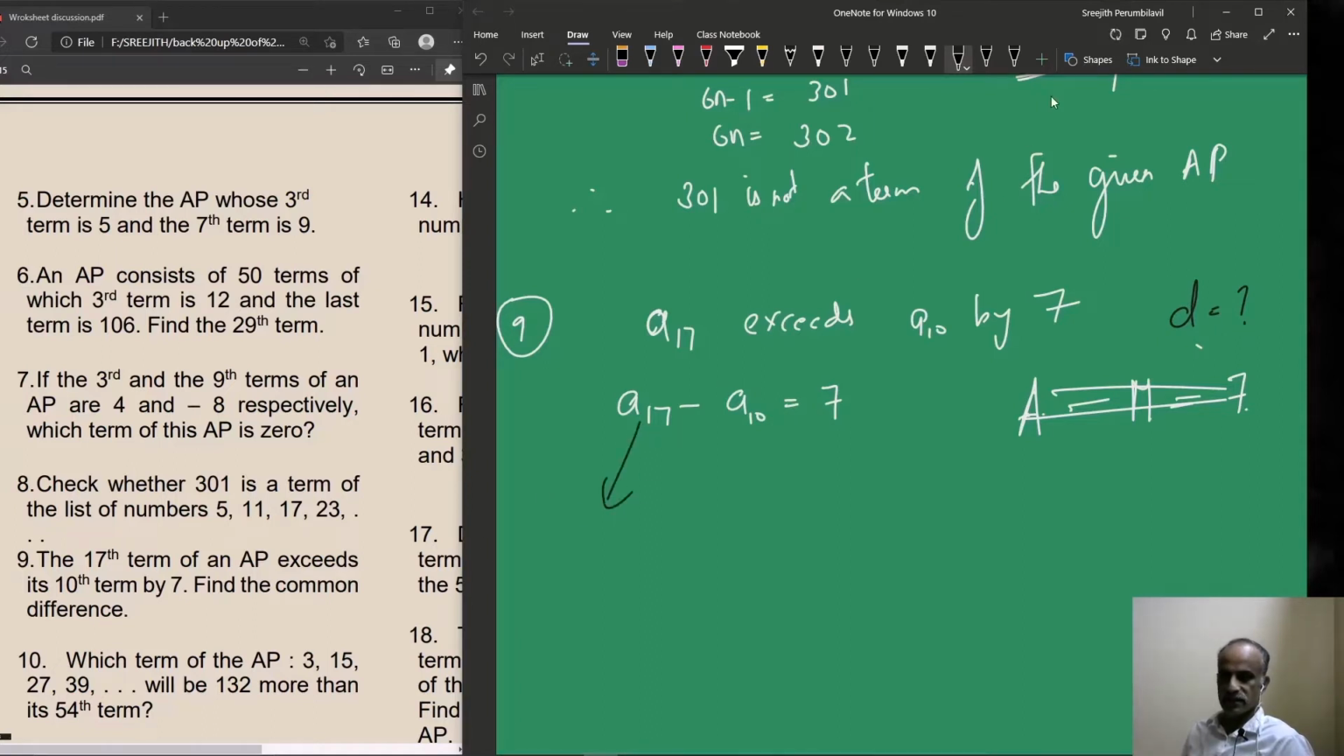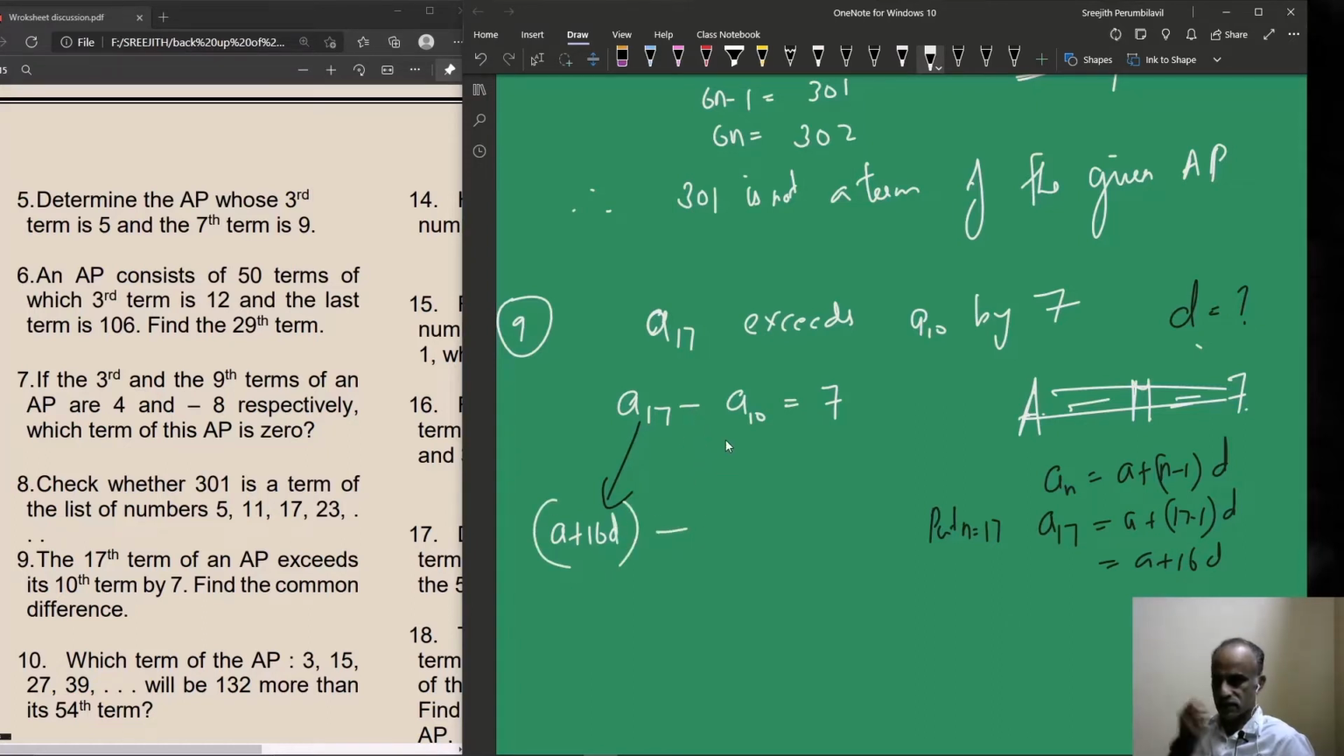So what is A17? We know that An is equal to A plus (n minus 1) into D. For 17, put n equal to 17. So 17 minus 1 into D, that is equal to A plus 16D. So here we have A plus 16D for A17. What is A10? The 10th term. Put n equal to 10.